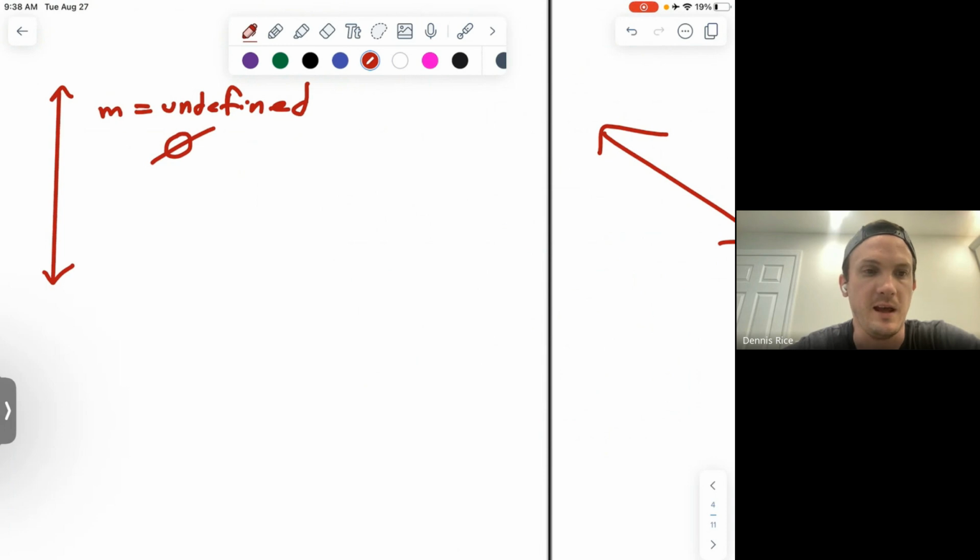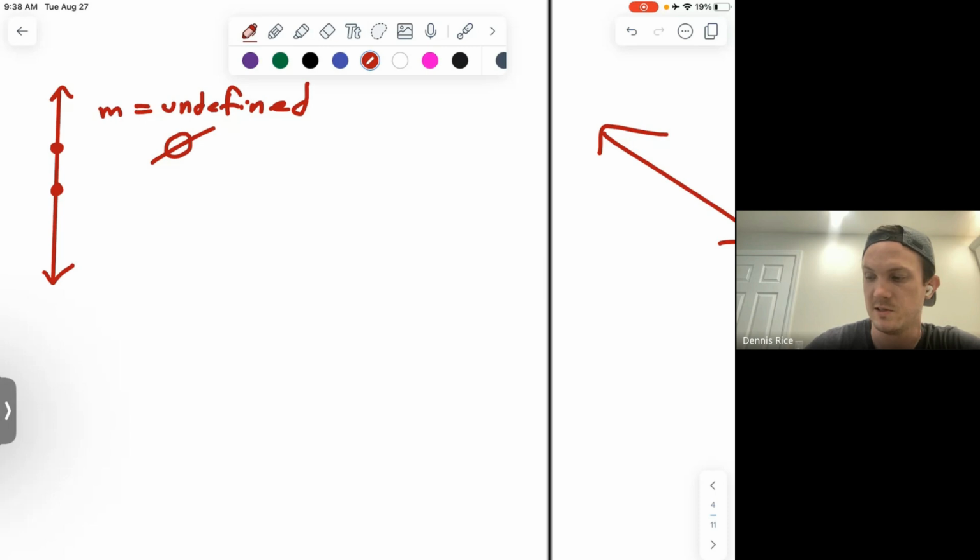So why do we call it undefined? If you were to do slope, I'm just making these numbers up. Let's say this was something that we could calculate. It's basically related to that. You run into a divide by zero error.